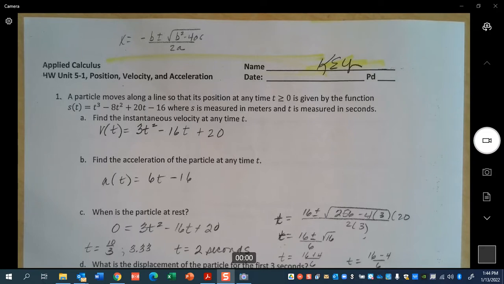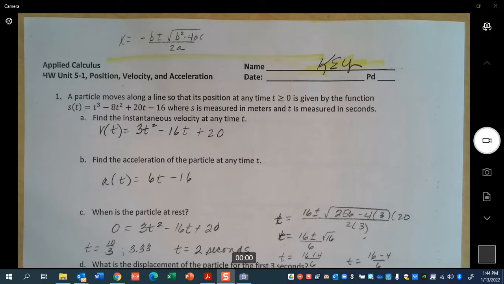A particle moves along a line so its position at any time t is greater than 0. So we're talking about time. There's no sense in having a negative time, obviously. So its position in terms of time is given by that function. That's an interesting function because it's a cubic function.